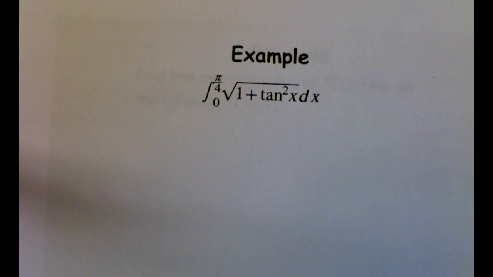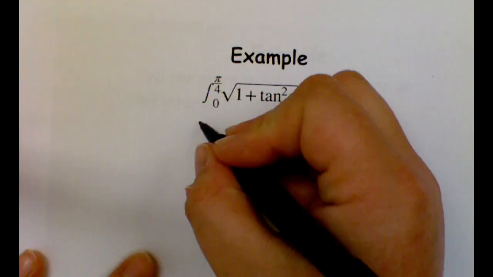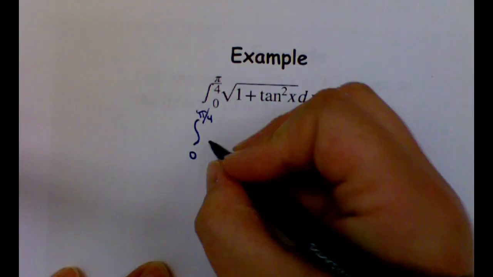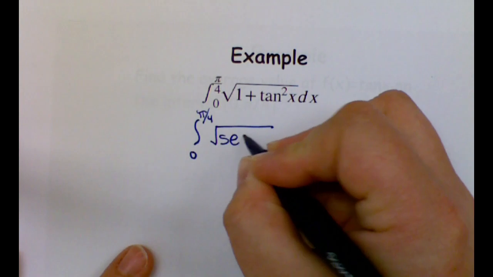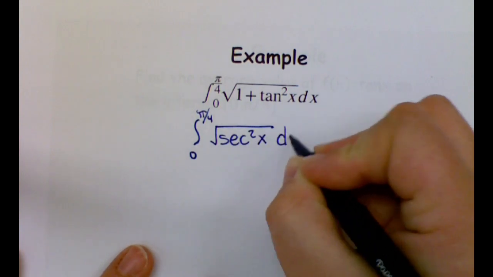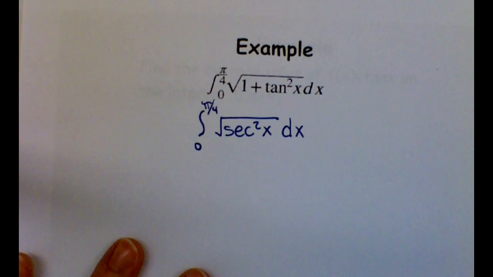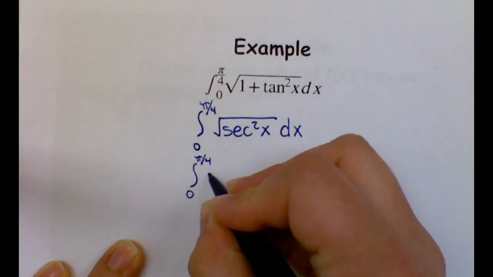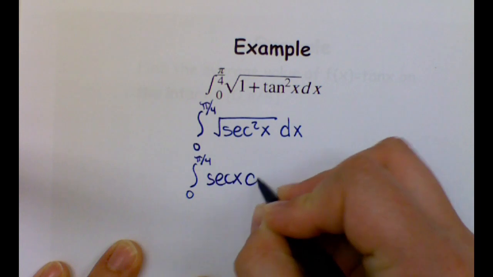All right, let's try this out. So we have the definite integral from 0 to pi over 4 of the square root of 1 plus tangent squared of x dx. All right, well, 1 plus tangent squared, that's a trig identity. We are going 0 to pi over 4 of the square root of secant squared of x dx. And guess what? A square root and a square cancel each other out. 0 to pi over 4 of secant of x dx.